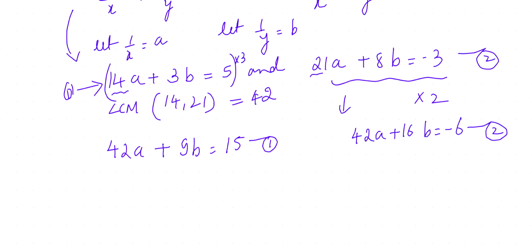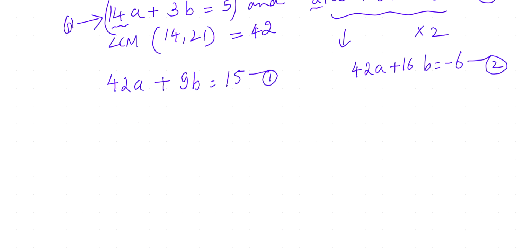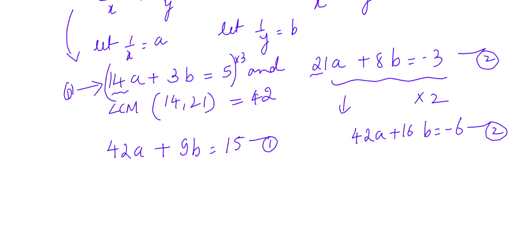Okay, so now let's solve for a and b. Remember, we have to back substitute. We need to get x and y. So 42a plus 9b is 15. 42a plus 16b is negative 6. Be very careful with the negative signs, adding, subtracting, or multiplying, dividing. Because when we tend to forget that negative into negative is positive, or negative into positive is negative, then things can go wrong. Now let's put them together.